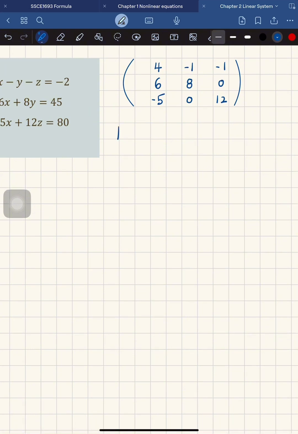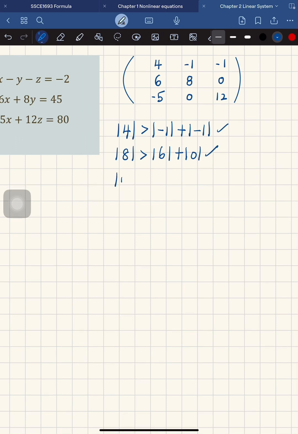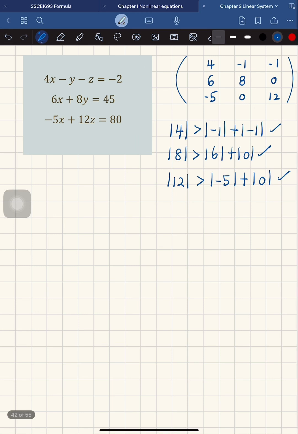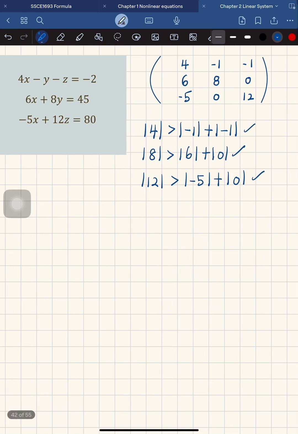So 4 is greater than -1 plus -1. Yes. And the second diagonal is greater than 6 plus 0. Yes. And the last one, 12, is greater than 5 plus 0. Also yes. Therefore, this matrix A is SDD.